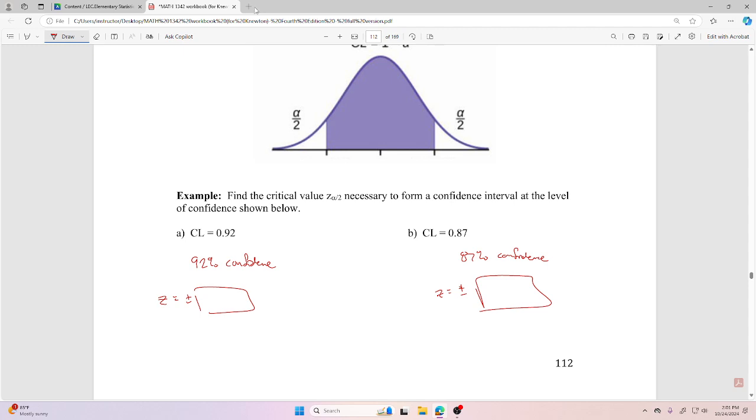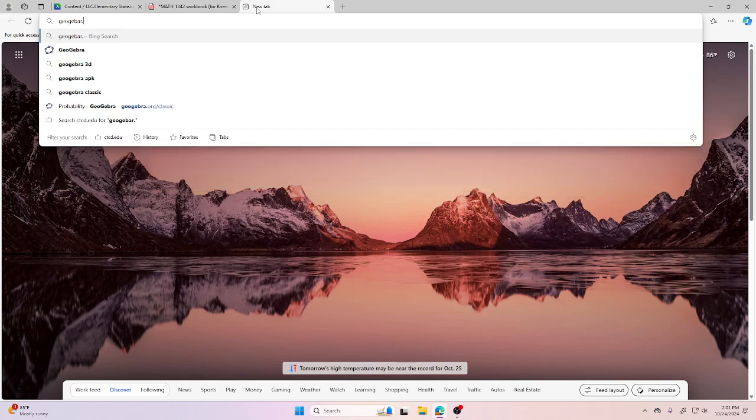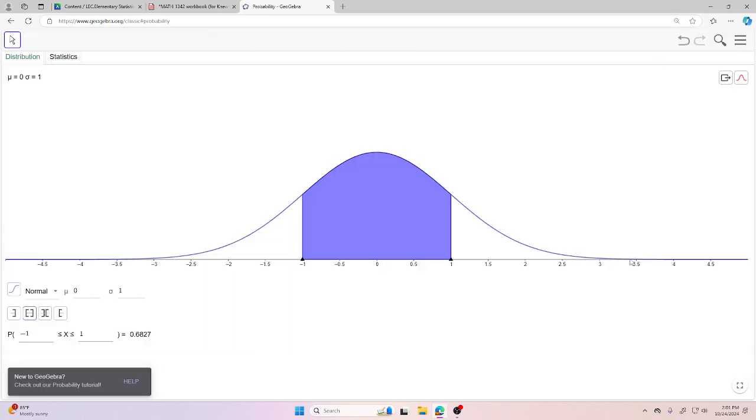GeoGebra! Exactly. Back in algebra class, everyone would scream Desmos, but we don't do that here. So GeoGebra, geogebra.org. Okay, awesome. So this is your z-score table, your bell curve. The reason why is because we're using 0 and 1. It's my default. Remember how we were doing that last time on the homework? Go back to the default. Reset it completely. And so we're looking for 92% between?